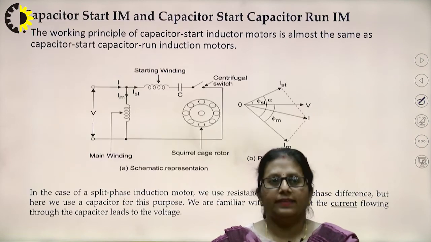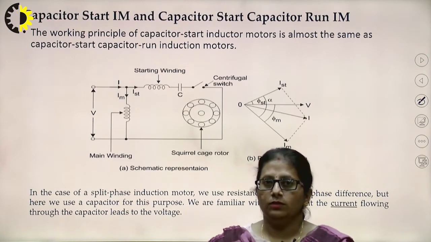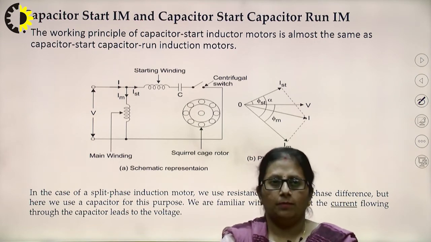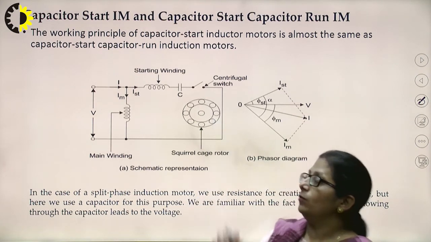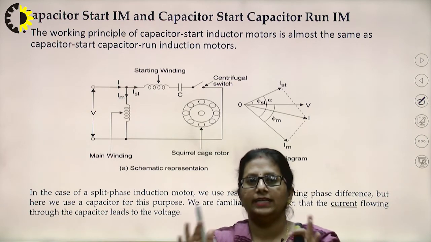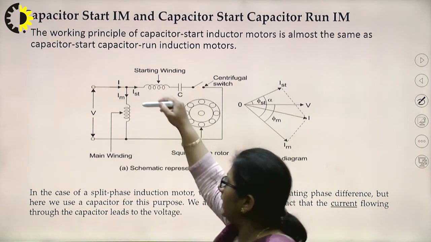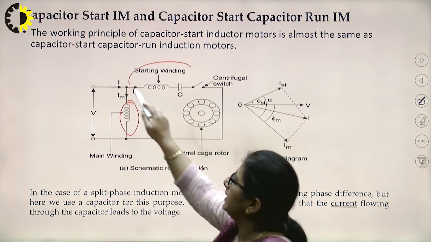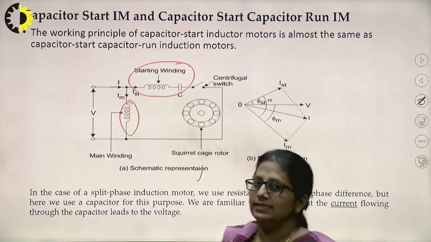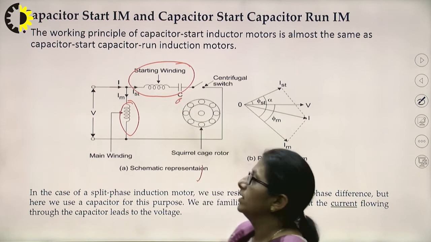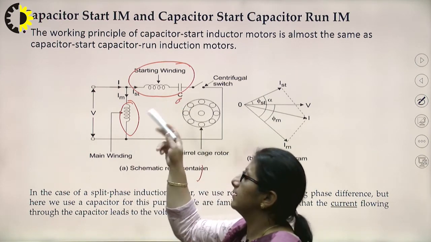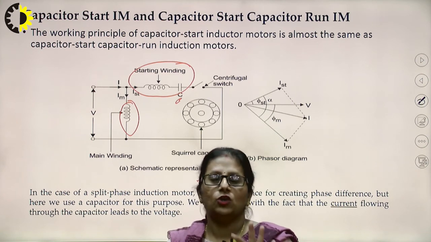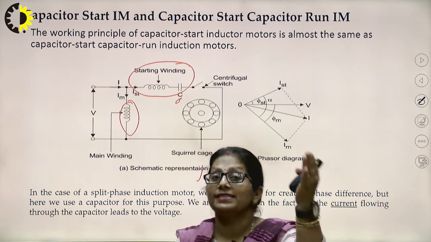Right. Another kind is the capacitor start induction motor. Capacitor start and capacitor run would both be discussed together. In the case of capacitor start, we are once again splitting the phase. The main winding is once again over here. Now the auxiliary or starting winding is connected in series with the capacitor, which makes this auxiliary circuit highly capacitive. This time it is not highly resistive, it is highly capacitive.